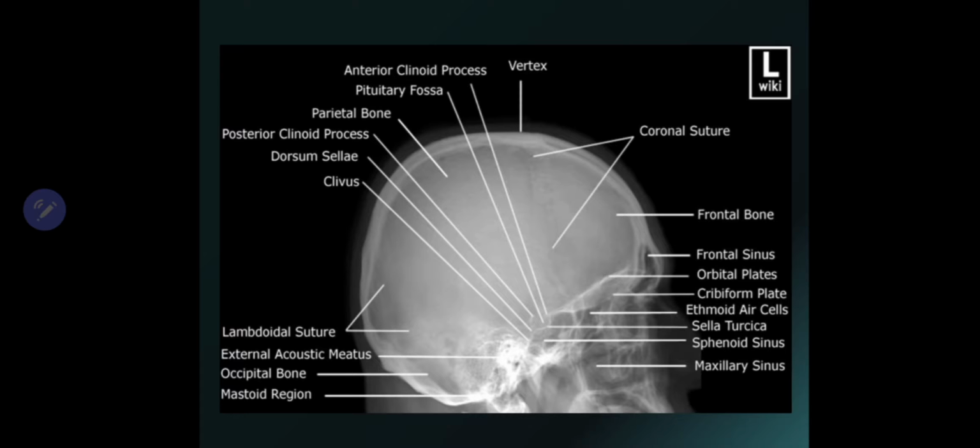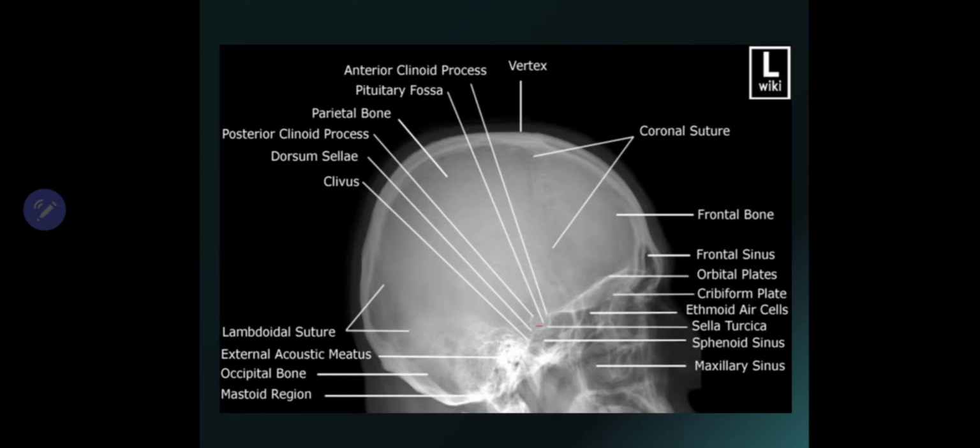Now, let's see the lateral view of the skull. This is the vertex. Why do you take a lateral view of the skull? The lateral view of the skull is taken, previously, to assess the pituitary gland. See, you can see the pituitary gland.